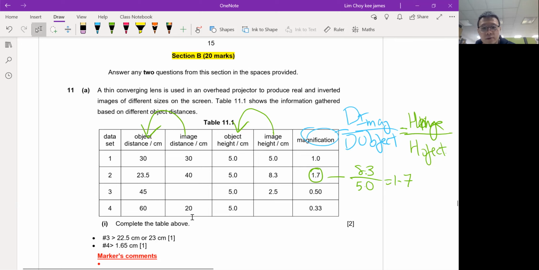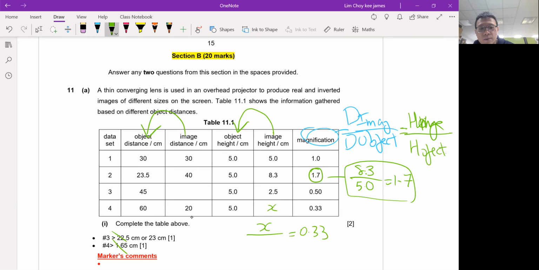So if you bear this in mind, you'll be able to find the two answers here. So I would say the magnification is 0.33. Let's say the height is x, so it'll be x divided by 5. You'll find that your answer will be 1.65. So x will be 1.65.